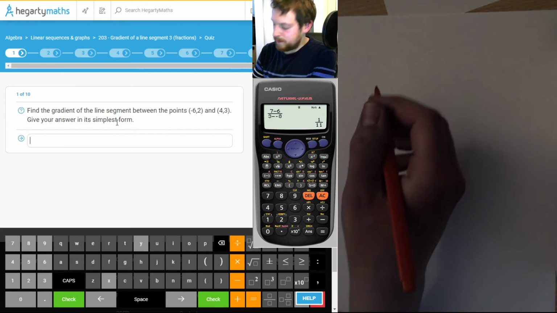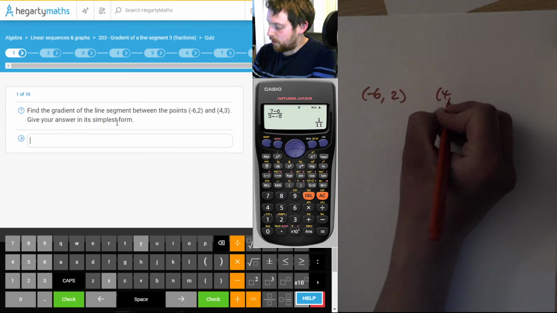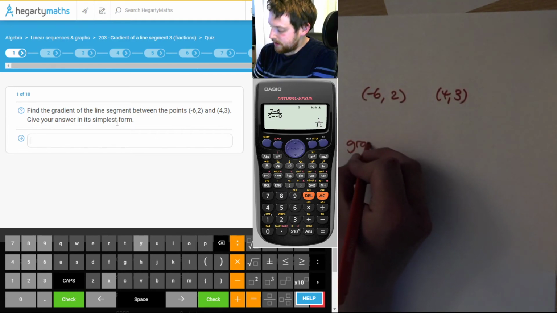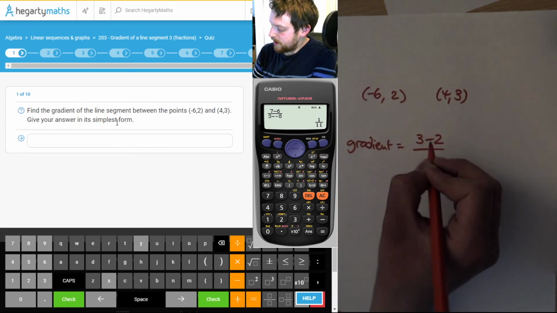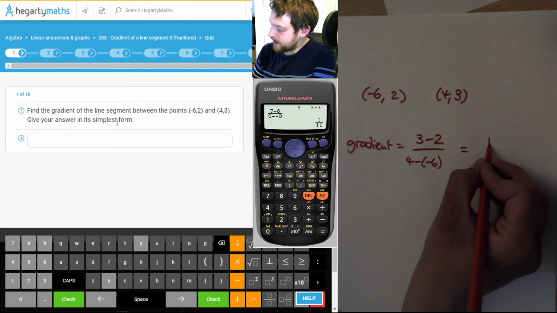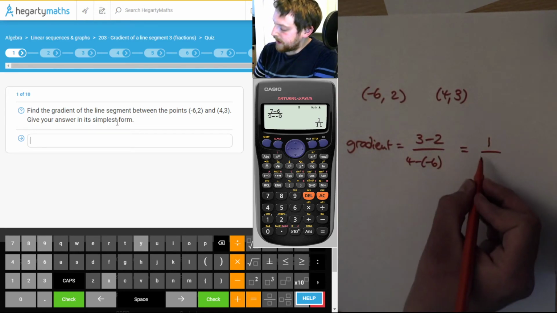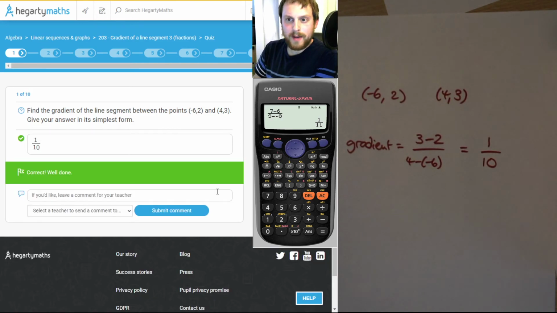Okay, so here I'm going to have -6, 2, and 4, 3. The gradient is 3 take away 2 and 4 take away -6. So 3 take away 2 is 1 and 4 take away -6 is 10. So this had better work basically, otherwise I'm not going to be pleased. Aha, so I really think that was just a problem in that other question.